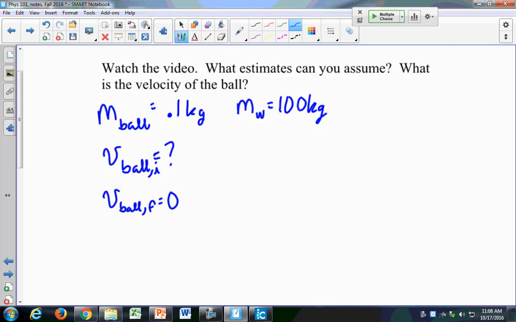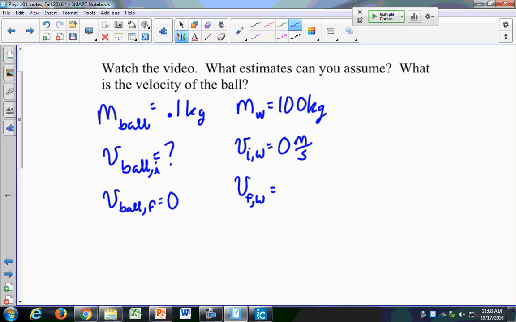And then his initial velocity, what's his initial velocity? 0, right? He's just standing there. And then we need to make some assumptions about his final velocity. About how far back does he go?